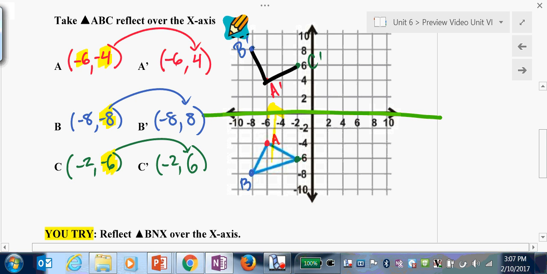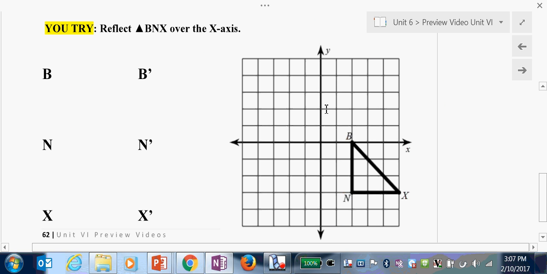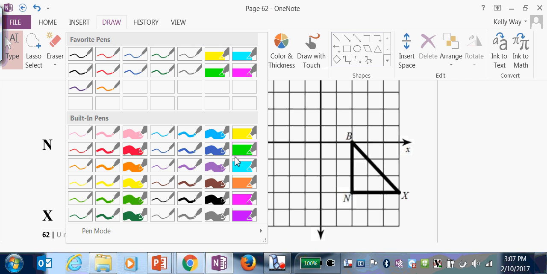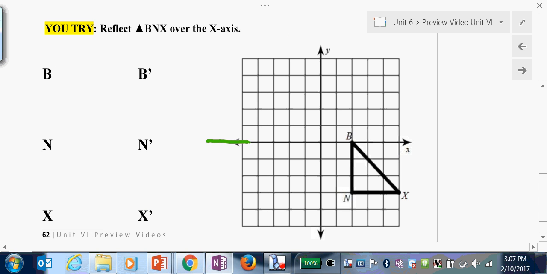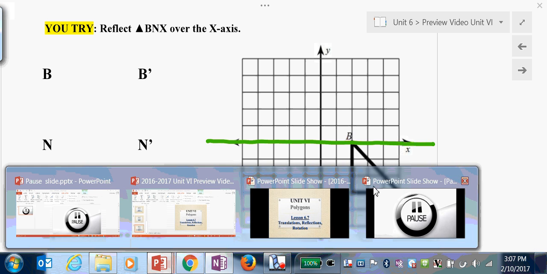Once again, if you've done this correctly, you have the exact same image, but now it's mirrored or butterflied across the x-axis. Take that same triangle and now you're going to reflect it over the x-axis, folks. You're going to flip it over the x-axis using the technique I just showed you. Pause.